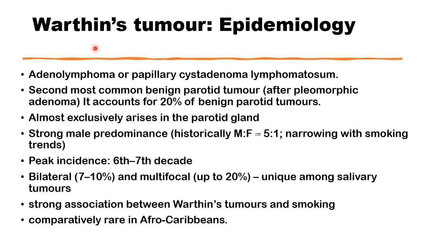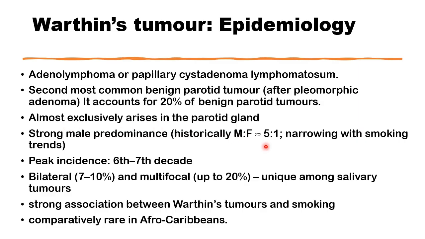Warthin's tumor is termed adenolymphoma or papillary cystadenoma lymphomatosum. It's the second most common benign parotid tumor, accounting for about 20% of the benign parotid tumors, second only to pleomorphic adenomas. It affects the parotid gland almost exclusively. There is a strong male predominance.